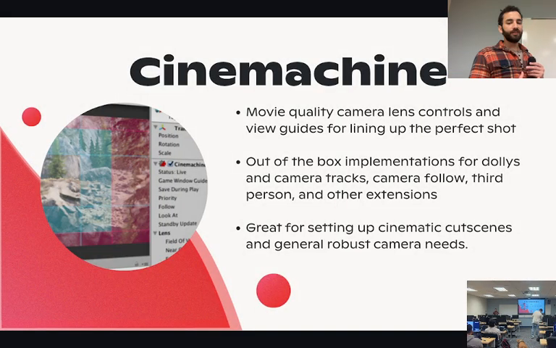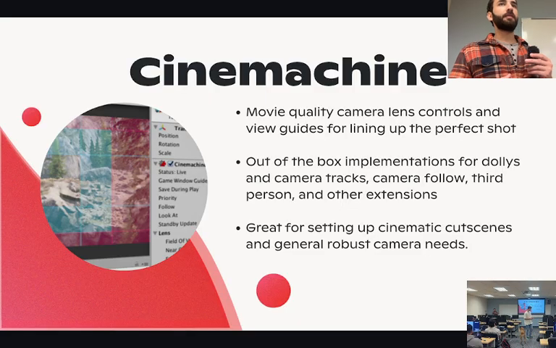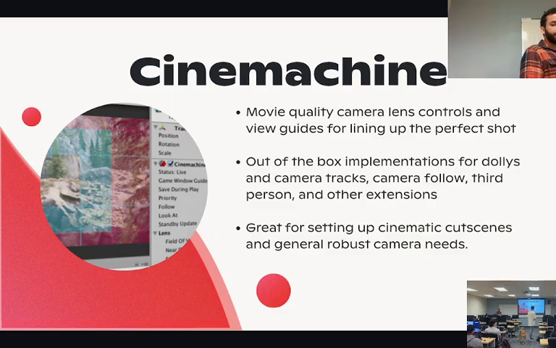All right, so Cinemachine is a Unity package that implements movie quality camera lens controls and view guides. So it'll help you set up cinematic views and cameras, and also it has a lot of implementations for third person follow, first person, in general just a camera follow, camera tracks, and dollies. If you have a railroad track that you want your camera to follow, you can set that up and rotate it right out of the box just from this. So yeah, great for cinematic cutscenes and in general any camera needs that you have.